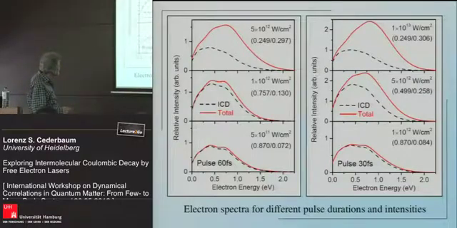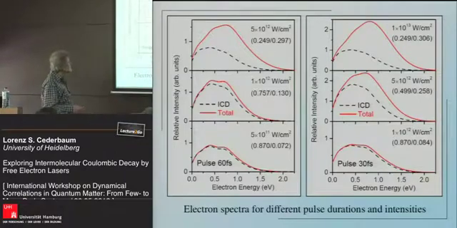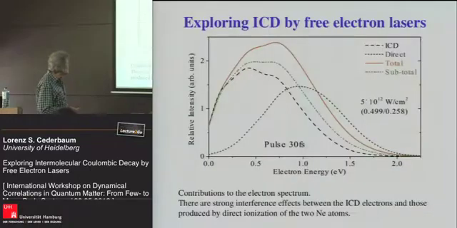And you see in the beginning, that means at low intensity of about 5 times 10 to the power of 11, it's essentially only ICD. Then you start to see also direct ionization of the two neons, and of course, the higher you go, you will see more and more ionization of the two neons. But there is enormous interference here, so it's misleading to think that the difference is due to direct ionization. I thought so in the beginning, and then we looked at it and we were very surprised.